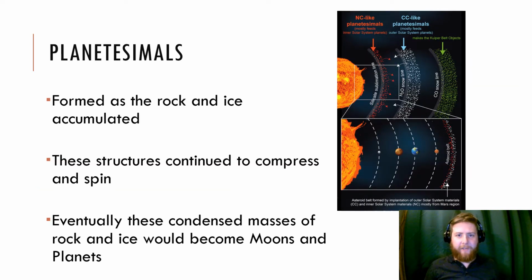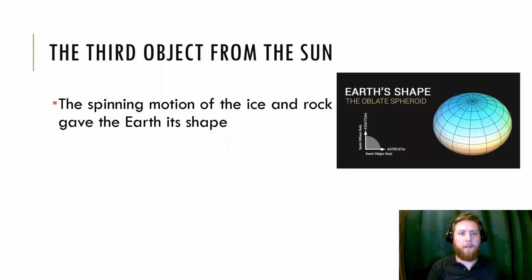As this ice and rock accumulated into bigger shapes, these bigger shapes started to compress and spin on their own, and eventually these condensed masses would become moons and planets. That's why most of our moons rotate the same way around their planet, and the planets rotate the same way around the sun, because we're all part of that same accretion disk from the beginning. So the spinning motion of ice and rock gave Earth its shape, and we're the third object from the sun. We're the third rock from the sun.